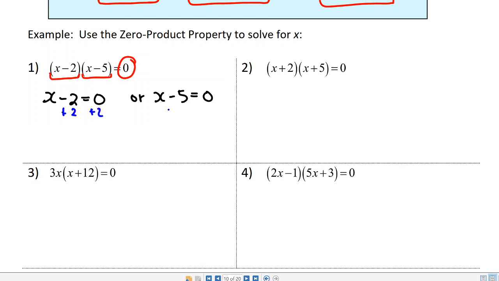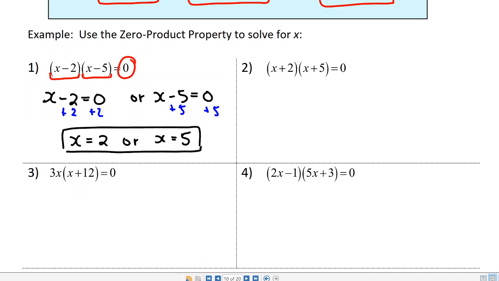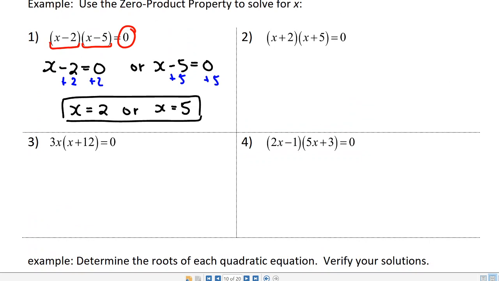So if we were to solve for x in each of these situations, we end up with x is equal to 2 or x is equal to 5. Okay, and that's our solution. So regardless of what the factors look like, we're always just going to set each factor equal to 0. So for number 2 here, x plus 2 is equal to 0, or x plus 5 is equal to 0. And when we solve, we end up with x is equal to negative 2, or x is equal to negative 5.